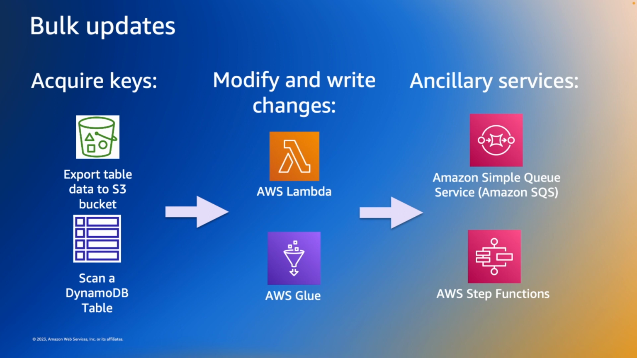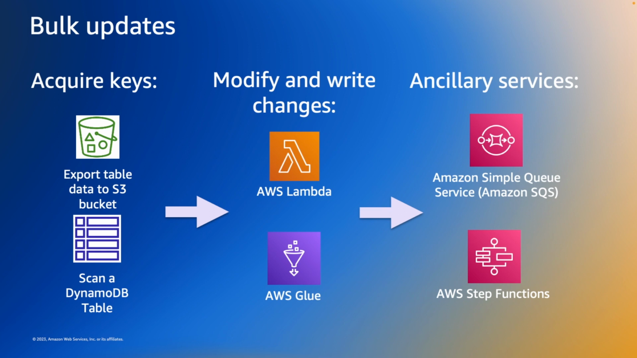Well, if I could put it simply, you need to acquire the keys and then modify the data. Acquire the keys, modify the data. It can be as simple as 2 steps, but there's a bunch of services on here, so let's discuss. There's kind of 2 broad ways to acquire the keys for your table data in DynamoDB. The first is to use the native export to S3 feature, which will put your table data into S3 into your bucket in either Amazon Ion or DynamoDB JSON format.